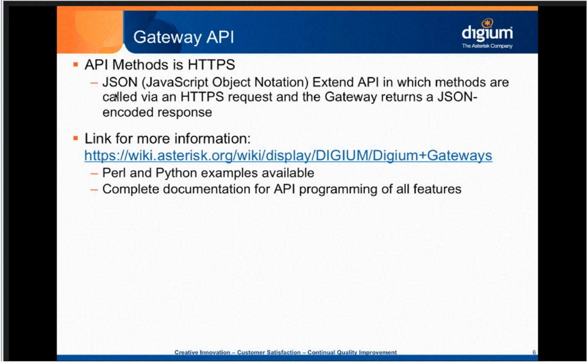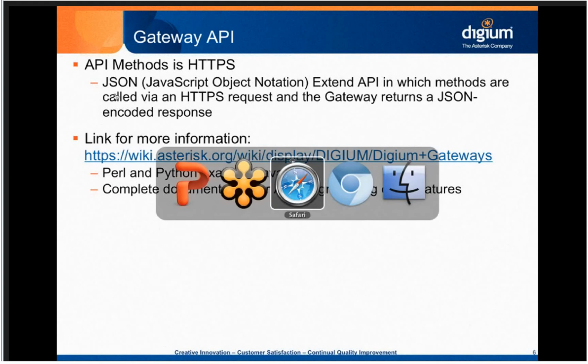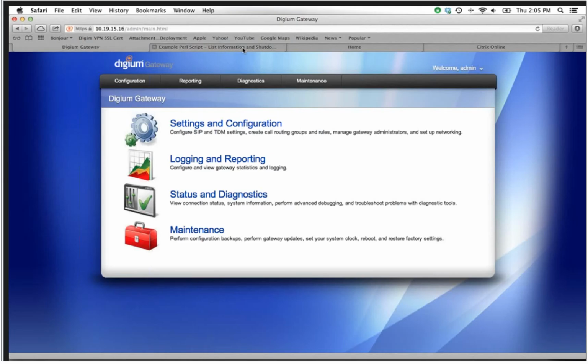We do have a web page available, there's a link right here, but we'll also email out the link at the end of this. On this site, you'll see examples on how to build applications with the API. There are Perl and Python examples available. And then we also have the complete documentation for all the API programming available on that site. We'll go there real quickly.